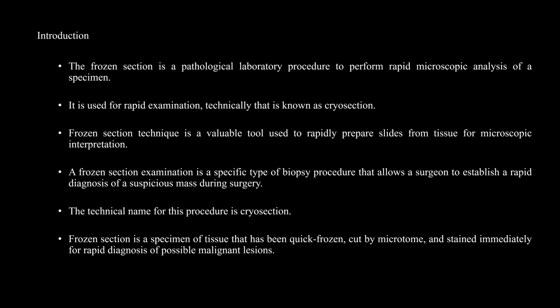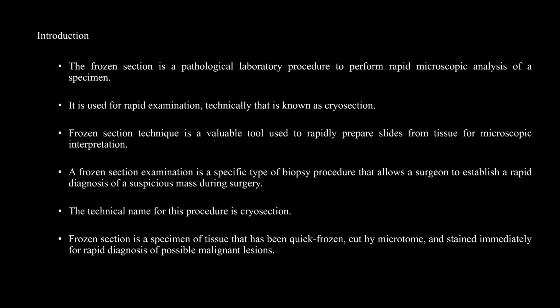Introduction: the fluorescence section is a pathological laboratory procedure performed for rapid microscopy analysis. Rapid examination techniques of Cross section. They use it to prepare the slide from tissue for microscopy interpretation. It is a specific type of biopsy procedure that allows the surgeon to establish a rapid diagnosis of a suspicious mass during the surgery.